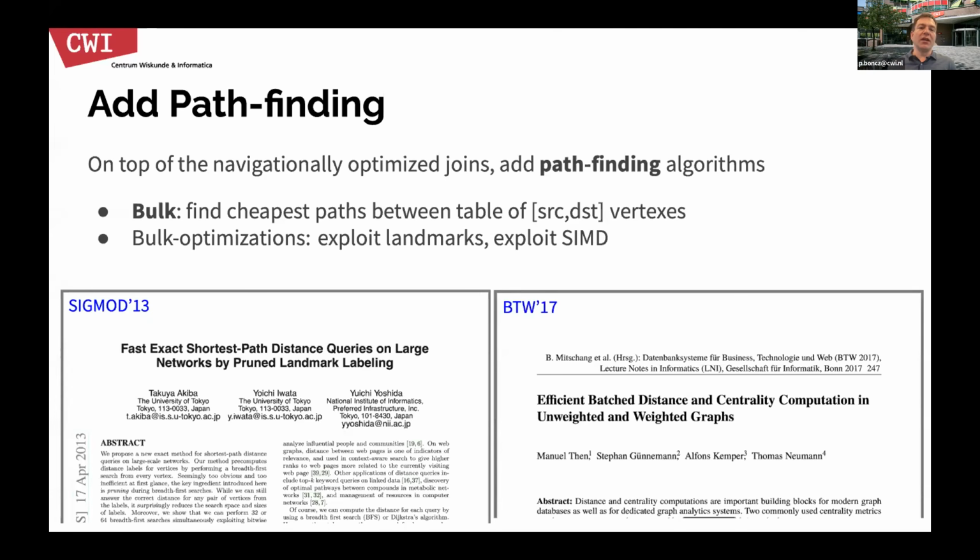What's also a good idea is to exploit the fact that you're not finding one path but many paths, or bulk pathfinding, with specific algorithmic innovations. One of them is landmarks. I pointed here to a SIGMOD 2013 paper about using landmarks in order to quickly prune shortest path searching. It would be cool to see something like this adopted in a graph database management system to accelerate pathfinding operations. I also point to BTW 2017 that shows pathfinding algorithms that play into SIMD instructions, and can do many path findings at the same time in different lanes of SIMD registers.